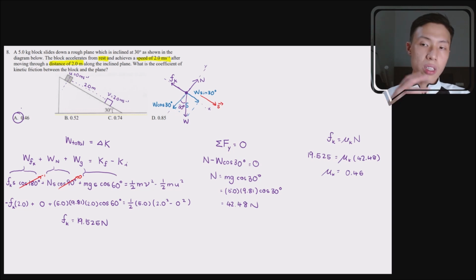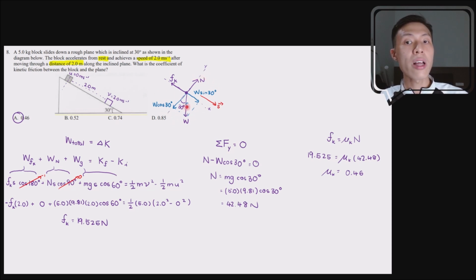Okay, so this is how you use the work energy theorem. It always starts from total work done equals change of kinetic energy. So in order to determine the total work done, you have to draw a free body diagram to see what are the forces acting on it. If you determine all the forces already, you find the work done for each of the forces, and from there you can continue your calculation to obtain what you want.